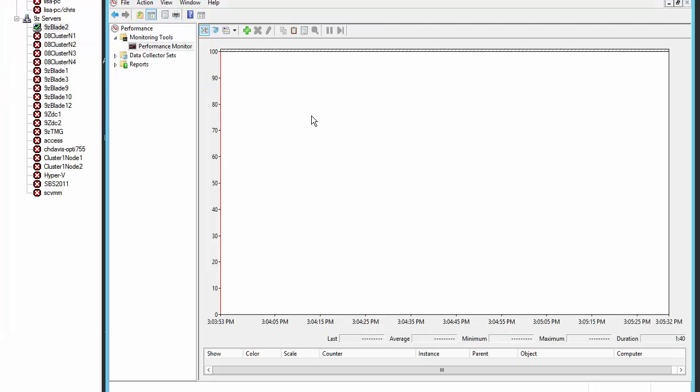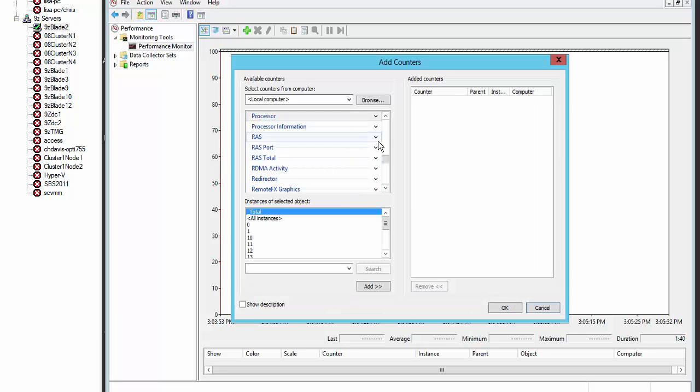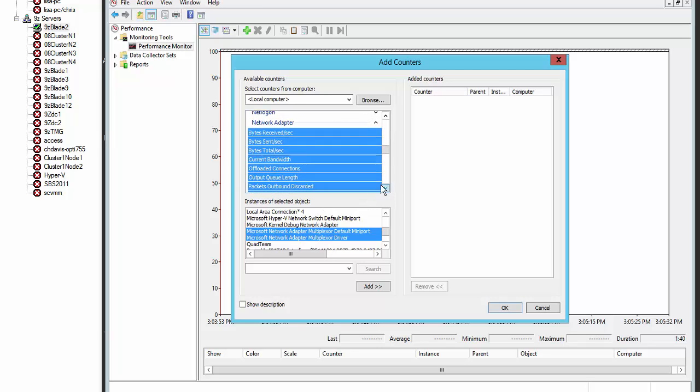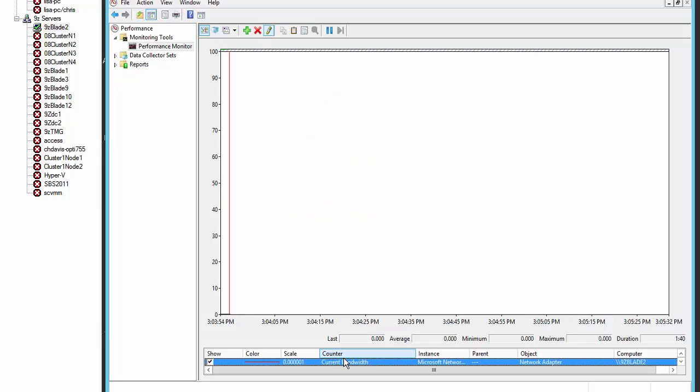Okay, here we go. This server has a network team on it, so this should get us exactly what we need. So let's go up to the network object here, and let's go find the Microsoft multiplexer default. I can't remember if it's the driver or the miniport. We'll just go ahead and dump them back in there. Okay, so what we're looking at here on current bandwidth, dump those. There we go. So this is what I was looking to see.